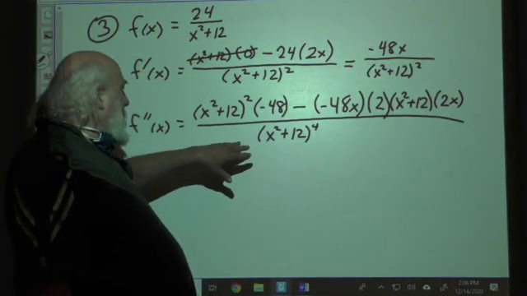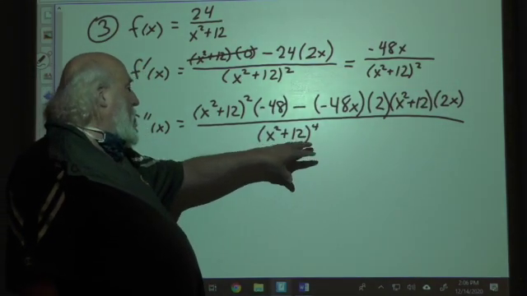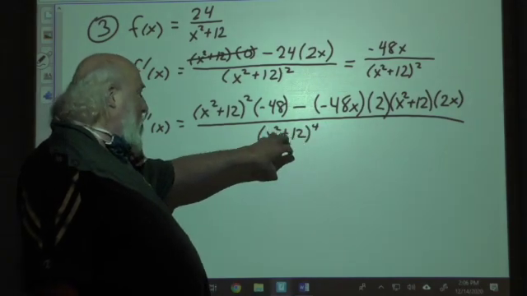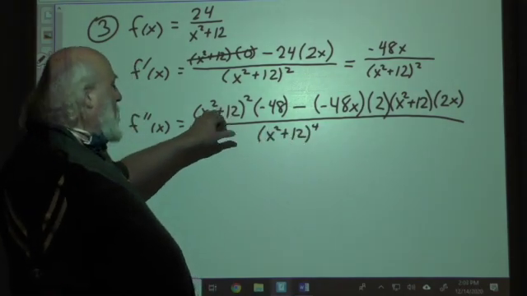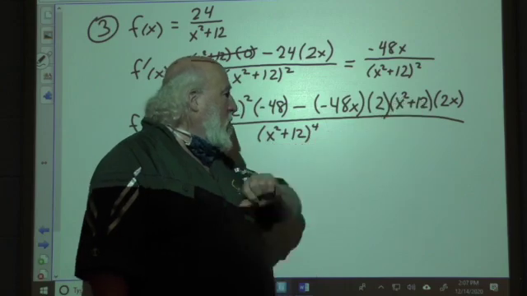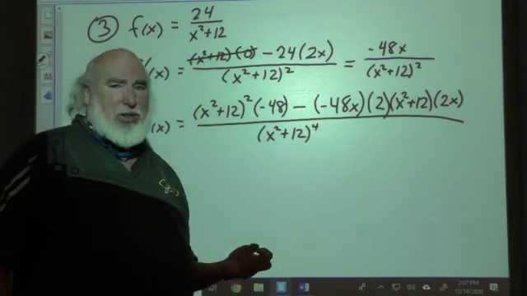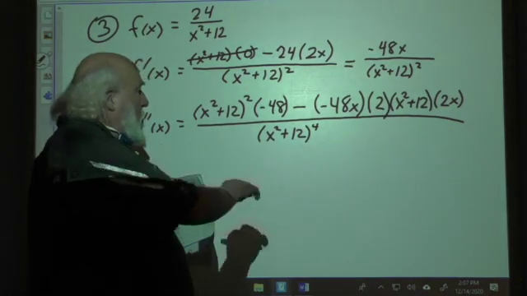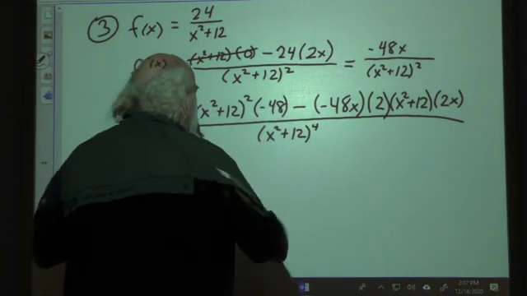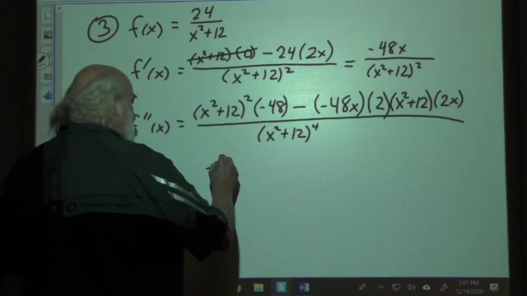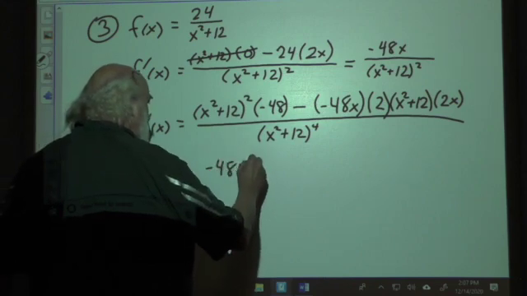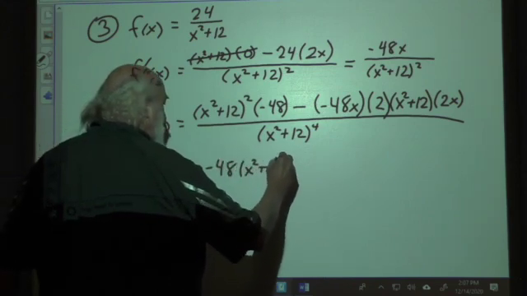You notice here that we have x squared plus 12 down here, just to the fourth power, and we've got an x squared plus 12 here and here. So we have something in common, and it looks like we're going to be able to cancel something out. We're going to deal with everything else. I'm going to move this negative 48 in front, so this becomes negative 48 times x squared plus 12 squared.